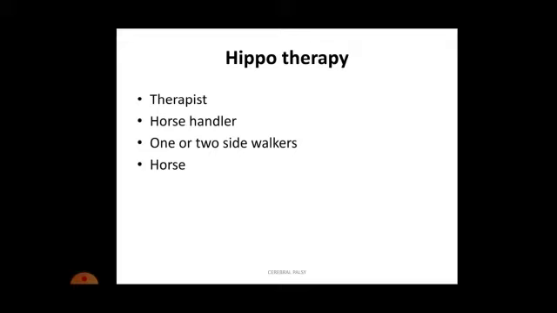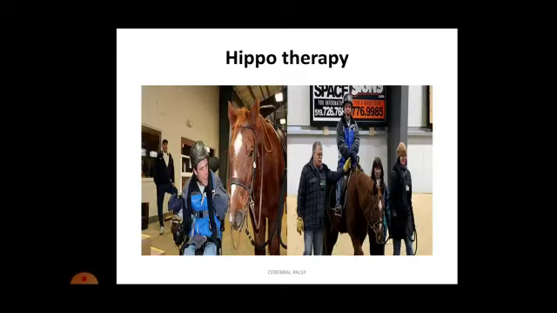So one will be the therapist, because he will be guiding what to do and what not to do, and a horse handler, the person who is controlling the movement of the horse, because the horse is a live animal. If the horse gets out of control, we may be in trouble. And one or two side walkers, or attenders or helpers, will be by the side of the horse, so that if the child is falling they can prevent it, and definitely the horse.